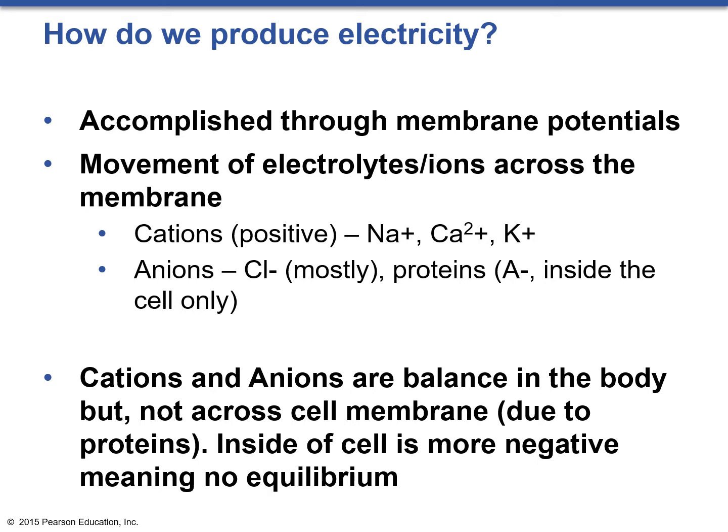So throughout the entire body, your net charge is zero. However, across the cell membrane, it's going to be unbalanced. And this is due to the proteins that are inside the cell.